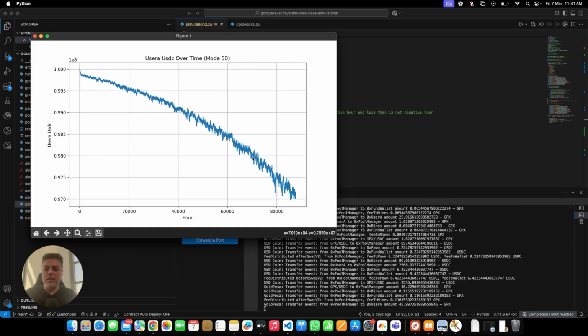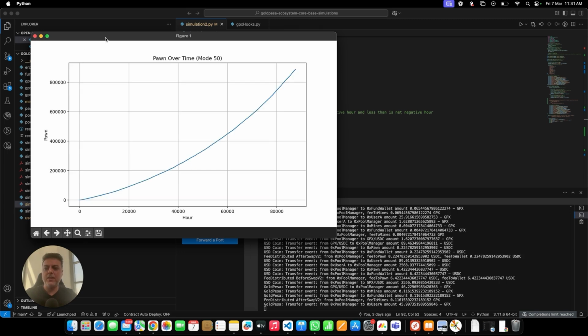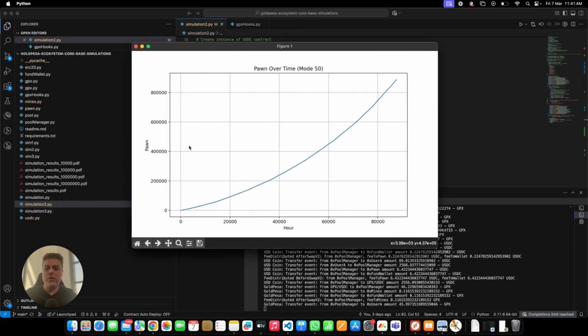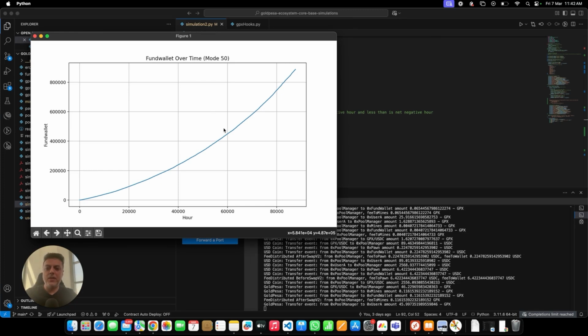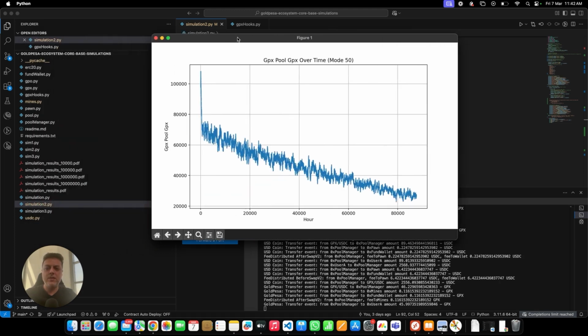The total amount of dollars that the market holds is obviously decreasing, because more dollars are entering the GoldPesa ecosystem, which means more dollars are leaving the market and turning into GPX. This shows how many dollars are going to be inside of the Pawn smart contract, which is $800,000. That is the amount that's going to be in the pawn smart contract. Then 50,000 GoldPesa tokens are going to be inside of the GoldPesa mine. 800,000 is going to be inside of the fund wallet. So that's GoldPesa's profit that we earn from GoldPesa, and that's how we run the business.